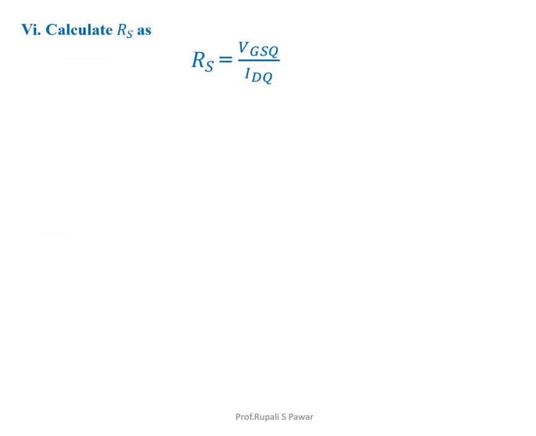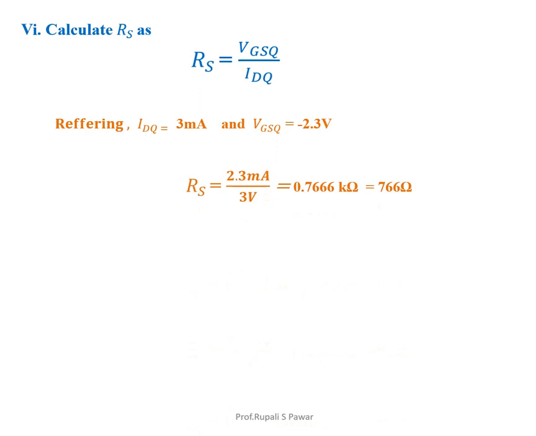Then calculate RS using the formula given. Putting the values of VGSQ and IDQ, we get here RS as 0.766 kilo ohm, that is 766 ohms.